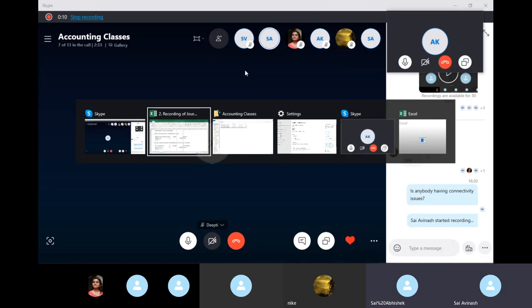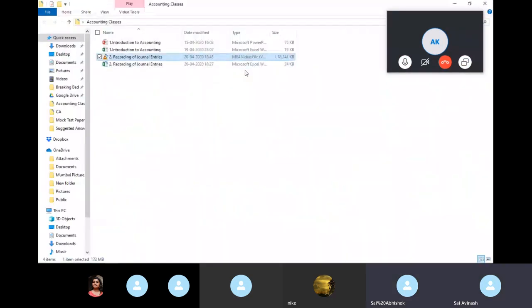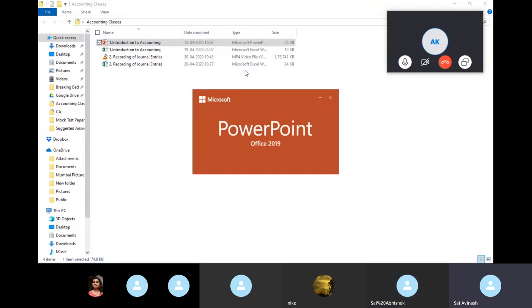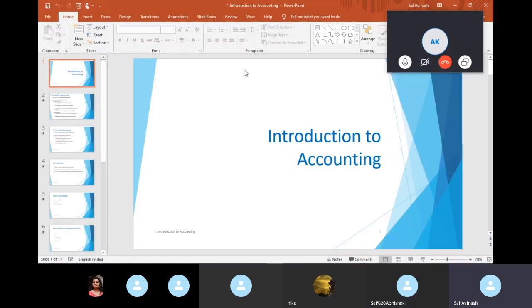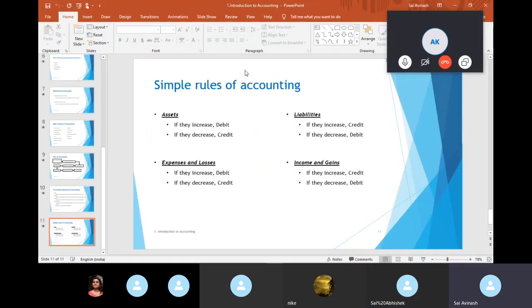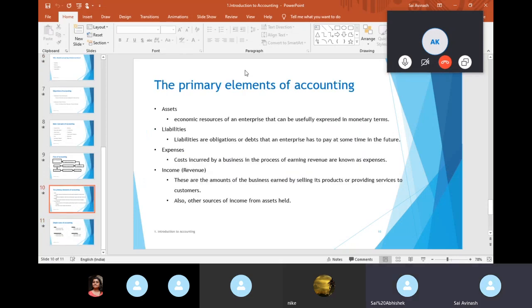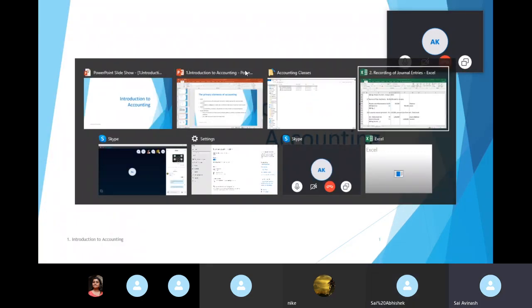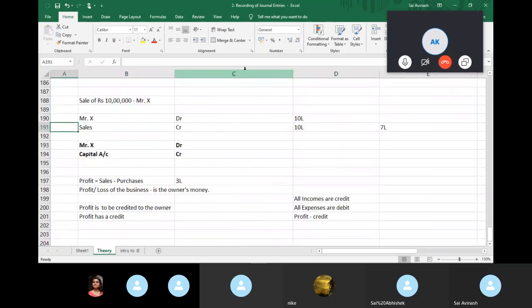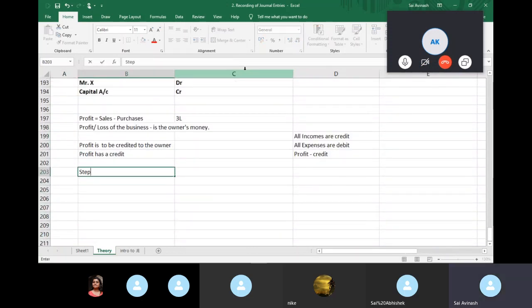Right. So last class we saw around 20 journal entries, right? How we go through a transaction. There are three steps to a transaction, right? Steps in recording journal entries.